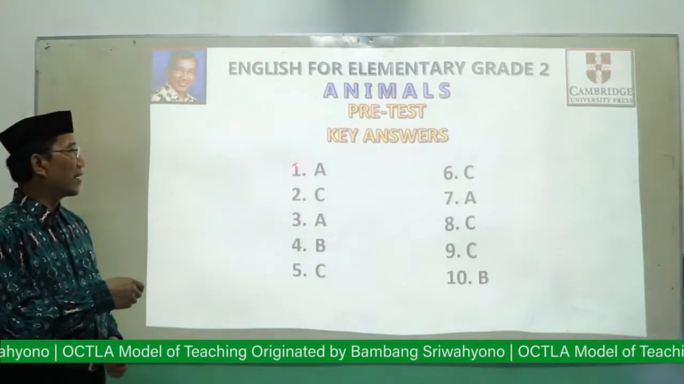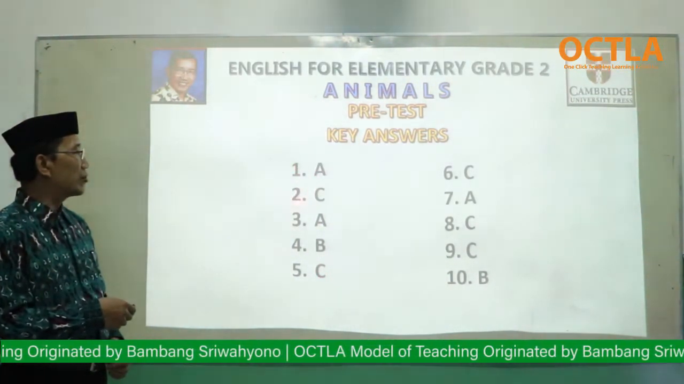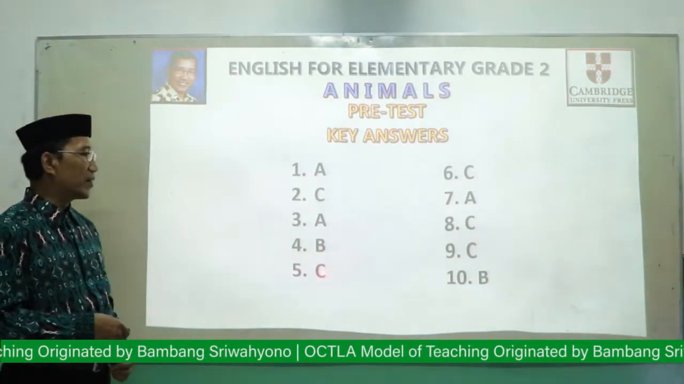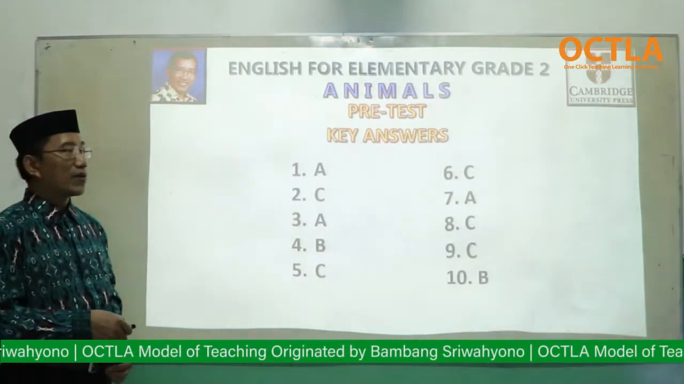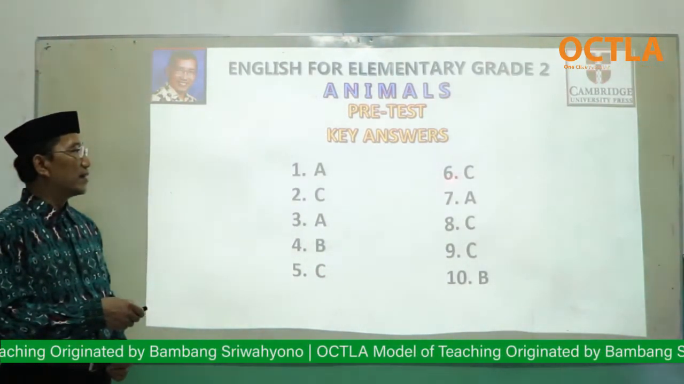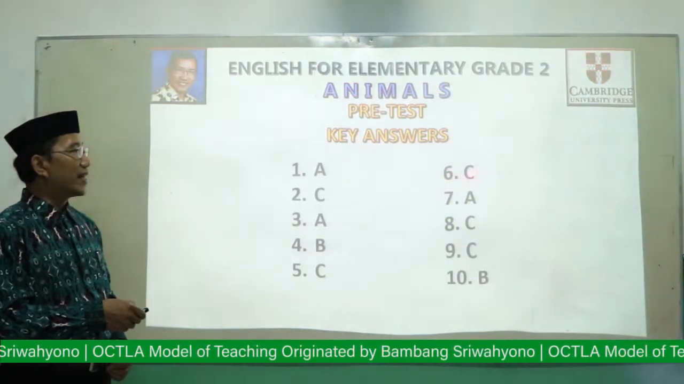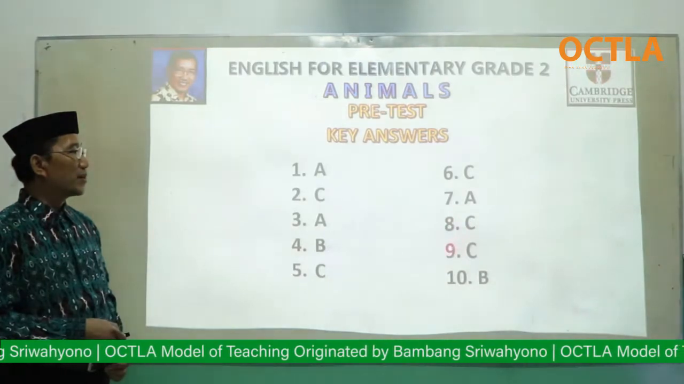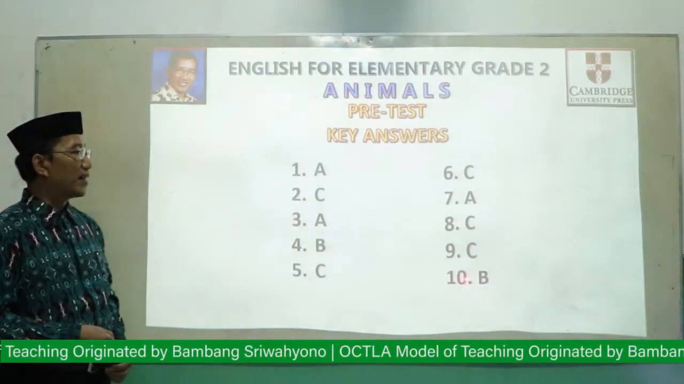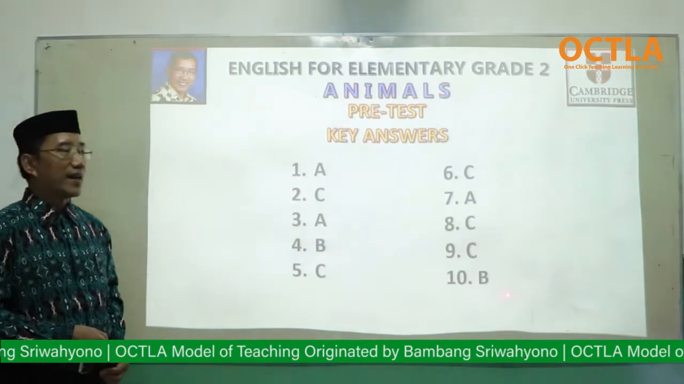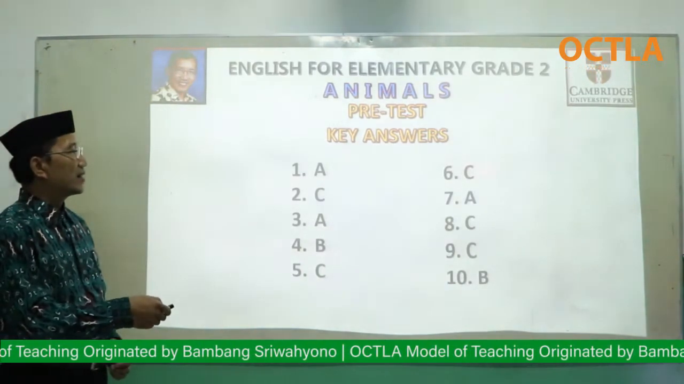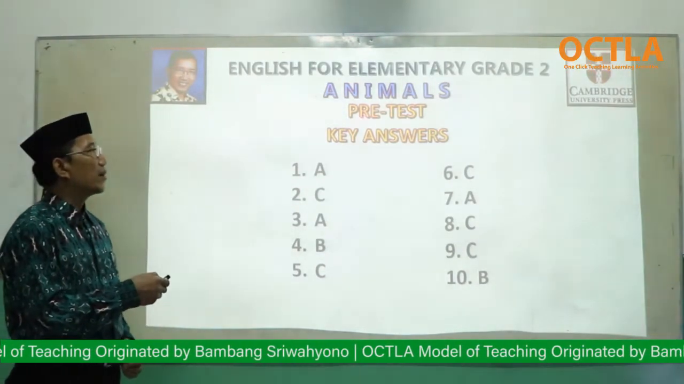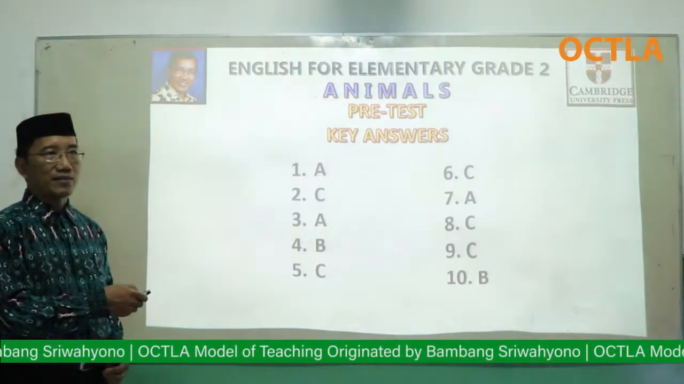Check again. Number 1, A. Number 2, C. Number 3, A. Number 4, B. And number 5, C. Go on to number 6. Number 6, C. Number 7, A. Number 8, C. Number 9, C. And number 10, B. And after that, you can take note of your students' pretest results.